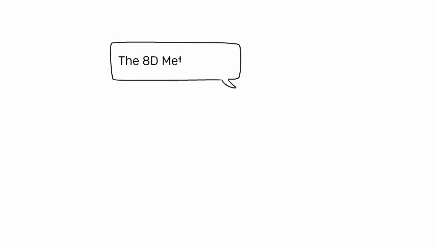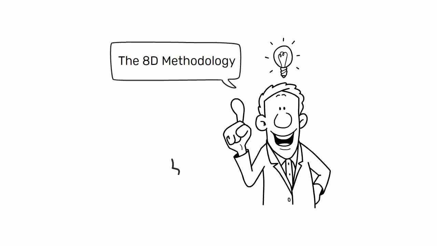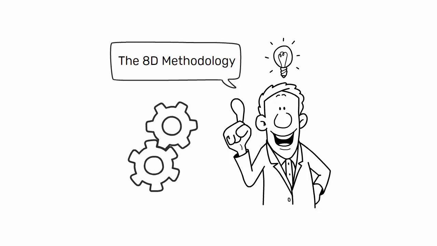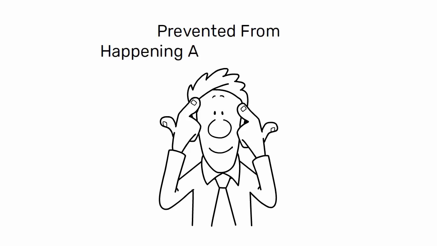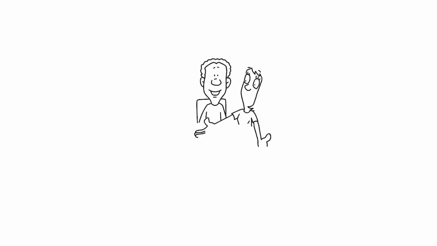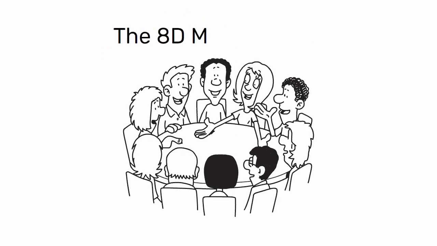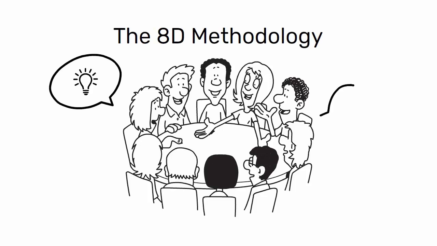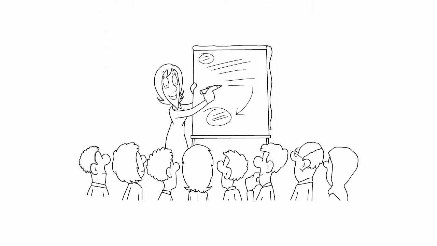The 8D methodology is an effective problem-solving process because it provides a structured approach to finding and implementing solutions. It also helps to ensure that problems are thoroughly analyzed and prevented from happening again in the future. In conclusion, if you're looking for a systematic approach to solving problems in your organization, the 8D methodology may be the solution you're looking for. Its structured approach and focus on preventing recurrence make it a valuable tool for any organization.